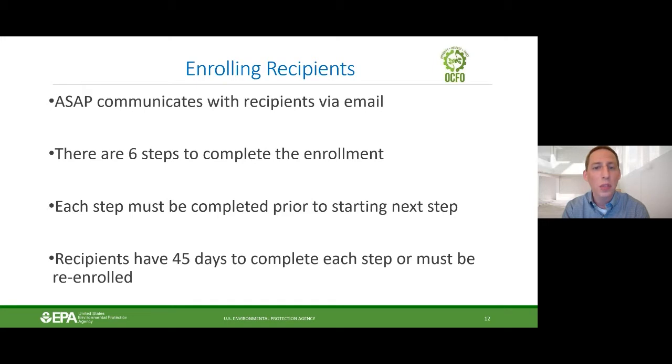There are 6 steps to complete the enrollment process. Each step must be completed prior to starting the next step. Recipients have 45 days to complete each step, or their enrollment is canceled and they have to be re-enrolled.